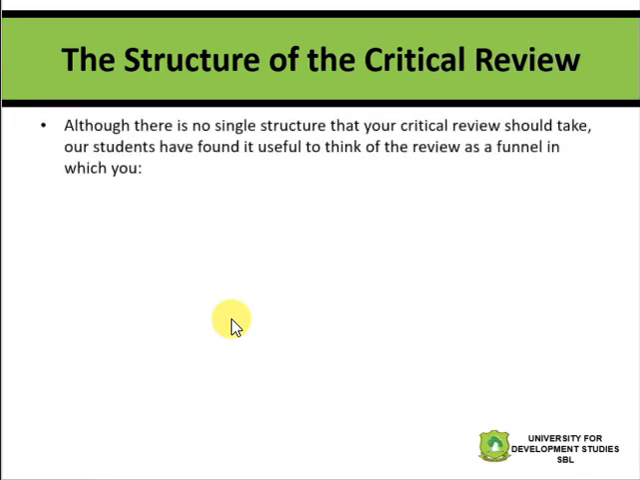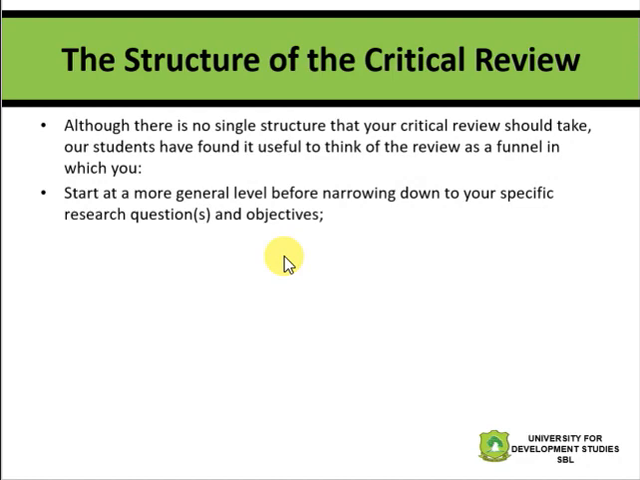So what should then be the structure of a critical literature review? There's no single structure that your critical review should take. There's no particular structure that everybody would adopt. But we often say that the critical literature review process should be seen in terms of what? A funnel. When you look at a funnel, at the very top, it is wide, and as you go down, it narrows down into a small hole. So we can start our critical literature review with this concept of a funnel in mind.